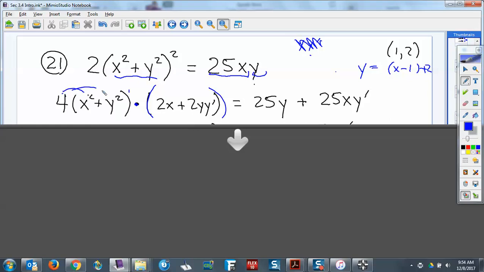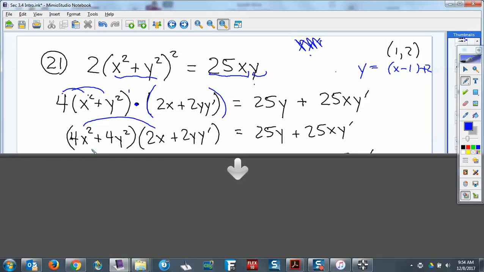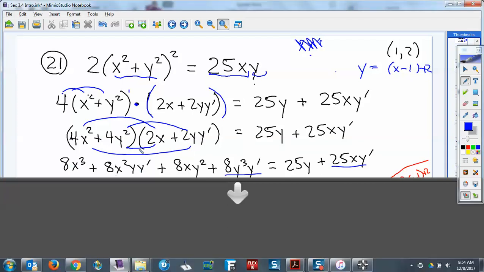Okay? So this one's a little messy. So I'm going to put that 4 inside there first. I'm going to put that 4 inside there so it's not just hanging around out there. And then now I'm going to FOIL those. So I got first, I got outer, I got inner, I got last. Okay, so what do I got? 4x squared times 2x is 8x cubed. Outers be 8x squared y prime. Inners 8xy squared. Last times last 8y cubed y prime. And then over here I still got that.